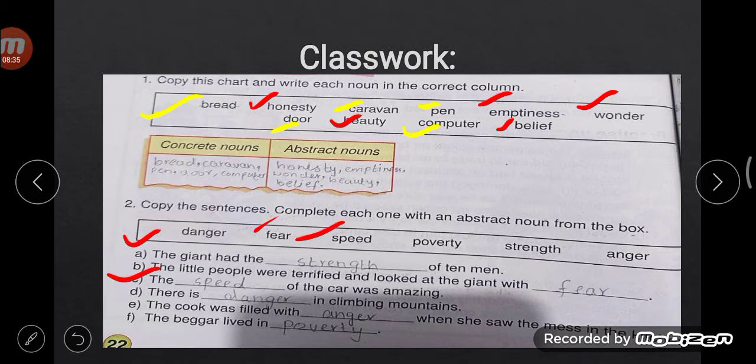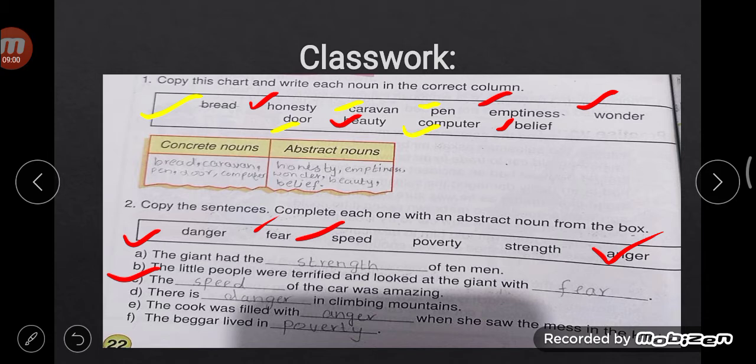In the fourth one, there is dash in climbing mountains. Yes, definitely you would write danger. That is the abstract noun. The cook was filled with dash when she saw the mess in the kitchen. Anger. Okay, the last one is, the beggar lived in dash poverty.